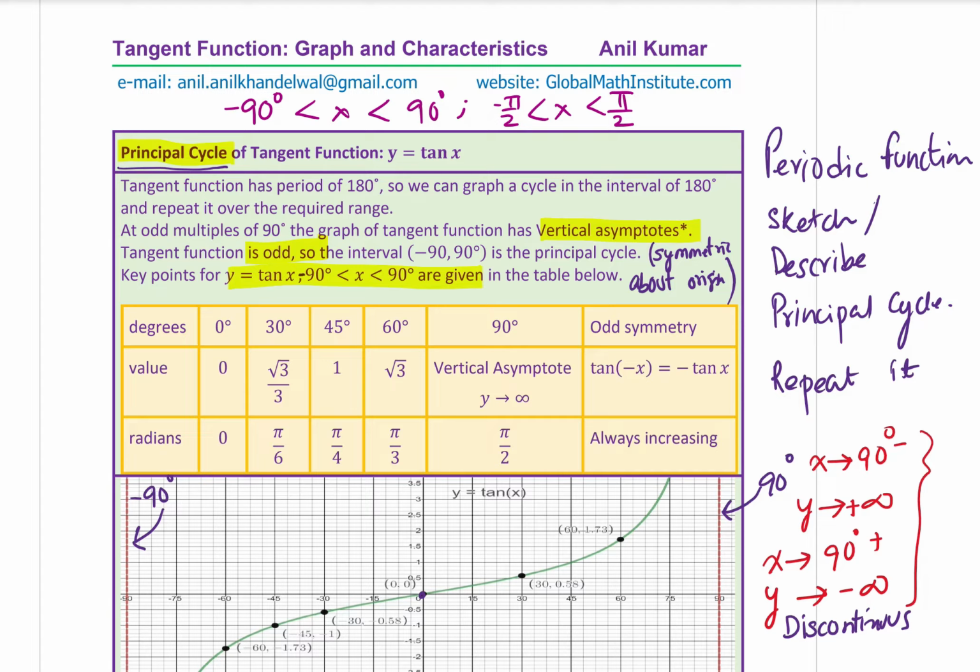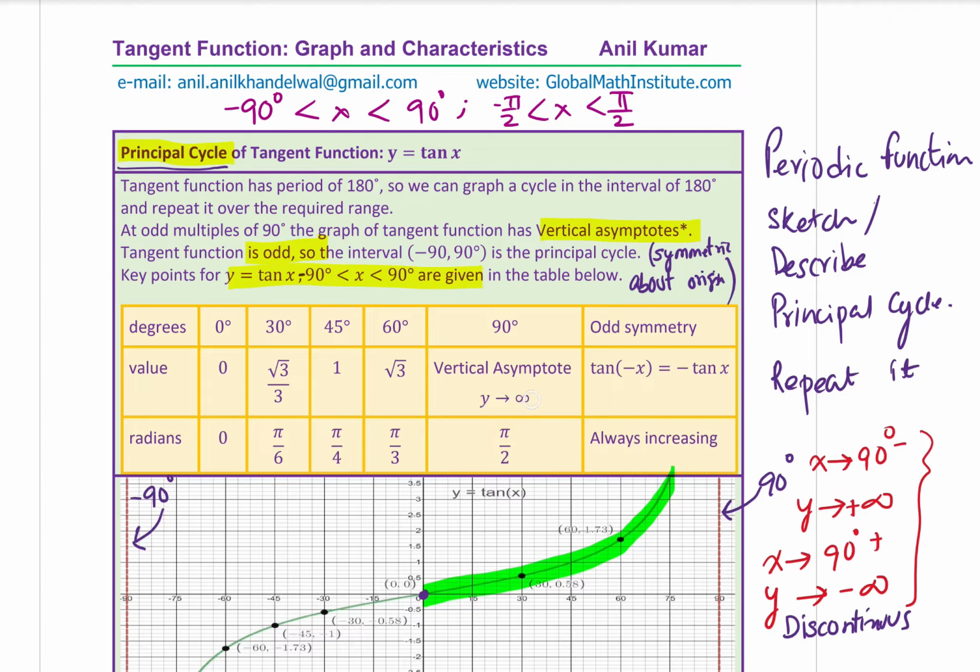Now here, we have a point which is 0, 0. We have mentioned degrees here. At 0 degrees, 30 degrees, 45, 60, and 90 degrees, we'll consider the key points. At 0, the value is 0. For 30 degrees, it is square root 3 by 3. For 45 degrees, it is 1. For 60 degrees, square root 3. But at 90 degrees, we have a vertical asymptote, right?